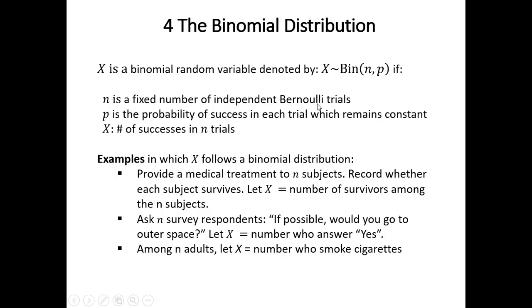So a really important distribution. Even in financial applications it comes up, medical applications, many different applications. And here are some examples. So these are examples where X follows a binomial distribution. If one is providing medical treatments to n subjects, you record whether each subject survived, or is cured. X would be the number of survivors among the n subjects.